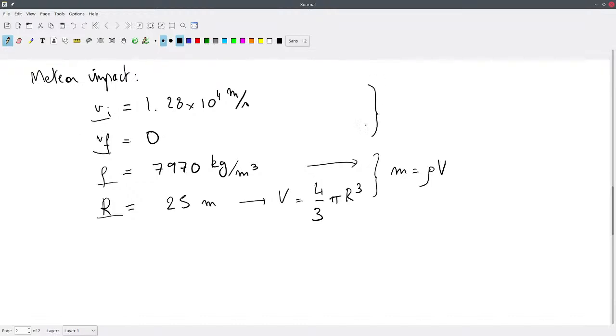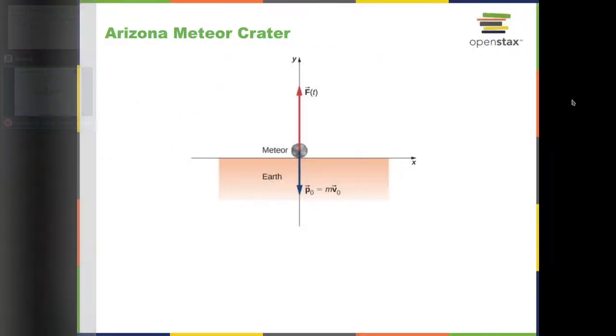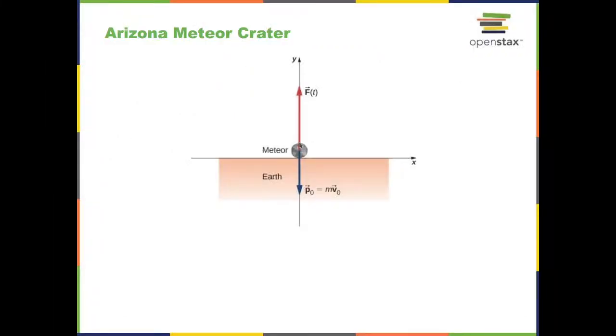So with that, we can now calculate delta P, which is the final velocity minus the initial velocity times m. And that is going to be the impulse that the Earth applies on the meteor. That's the impulse that causes the meteor to go from an initial velocity that is in the negative y direction here to having a 0 final velocity.